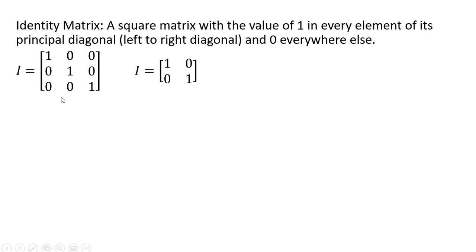Again, an identity matrix will always be a square. So we have 1s in all elements of the principal diagonal and 0s everywhere else. And then finally a 2 by 2 identity matrix.